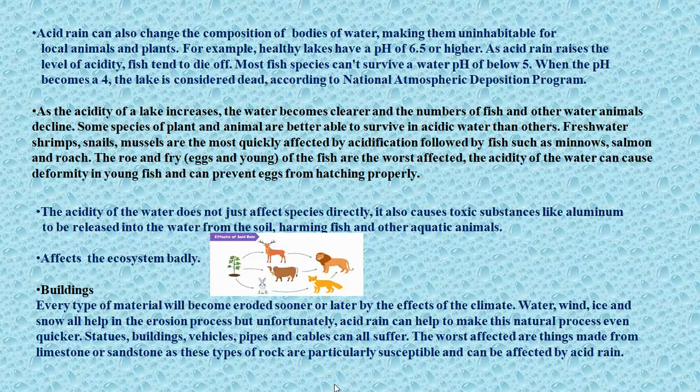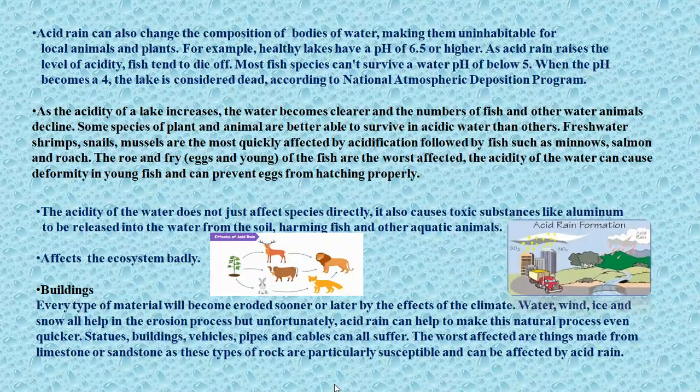Acid rain can also change the composition of bodies of water, making them uninhabitable for local animals and plants. For example, healthy lakes have a pH of 6.5 or higher, and acid rain raises the level of acidity. Fish tend to die off. Most fish species can't survive a water pH of below 5. When the pH becomes 4, the lake is considered completely dead according to the National Atmospheric Deposition Program.